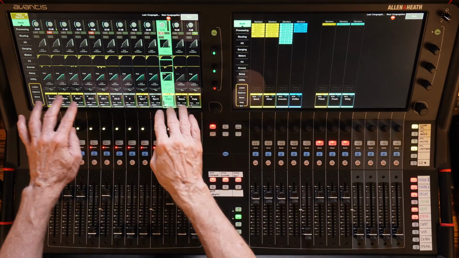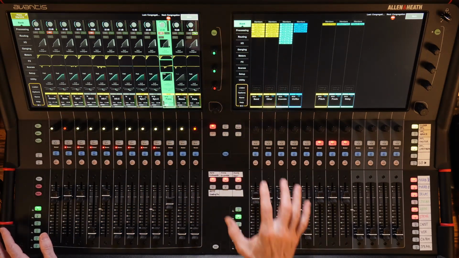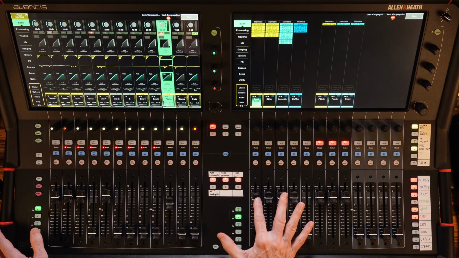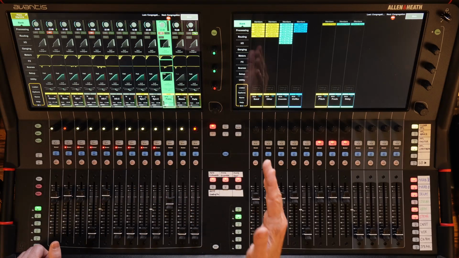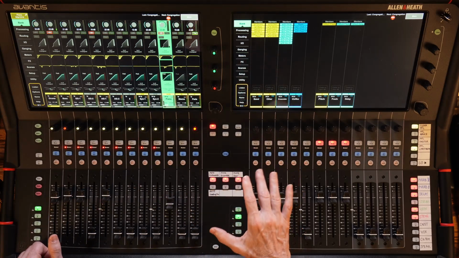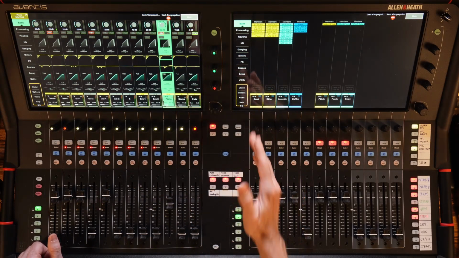So all of those channels are part of that DCA, meaning if I move this fader, it is going to affect the volume of all of those channels uniformly. So why would you need a DCA? Like, what's the value of a DCA?